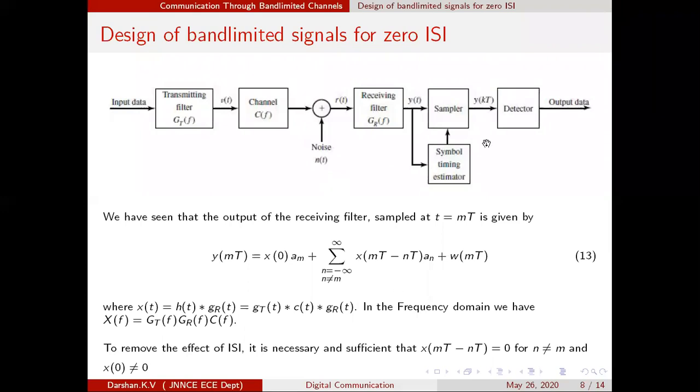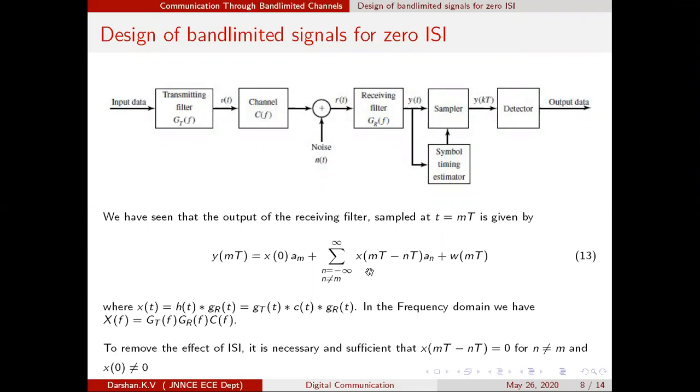I repeat, if you are observing the sampled output over here, just observe the mouse cursor, at the receiver you are observing the sampler output. Along with the desired symbol, you are getting the contributions of other symbols also. This contribution is undesirable. Hence, the second term, which represents the contribution by the undesired symbols, is called inter-symbol interference. And to avoid the inter-symbol interference, you should make the second term 0.